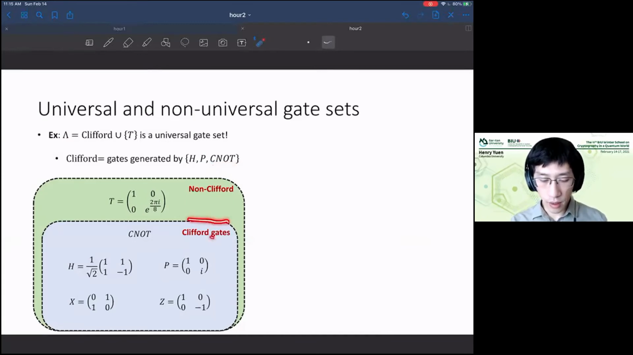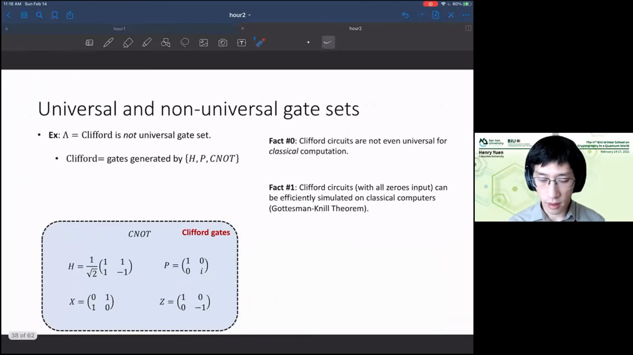So these Clifford gates include all of the following, right? The Clifford gates form a group, but they're generated by H, P and CNOT. Here are the unitaries in here, and this T gate, this phase gate, is non-Clifford. And if you just add in this one non-Clifford gate, you get a universal gate set. Okay, let's just focus on the Clifford. So Cliffords are not a universal gate set, but they have some really nice properties. They're not even universal for classical computation.